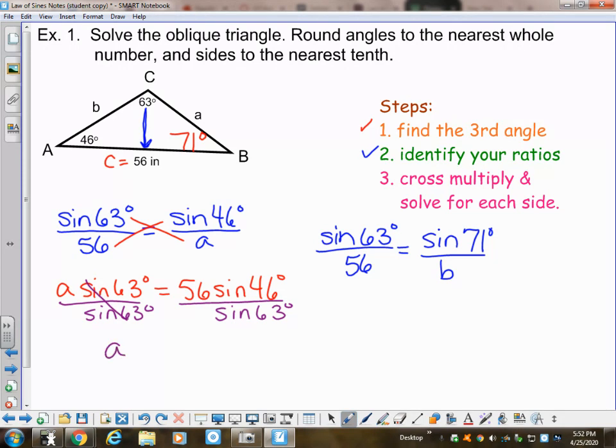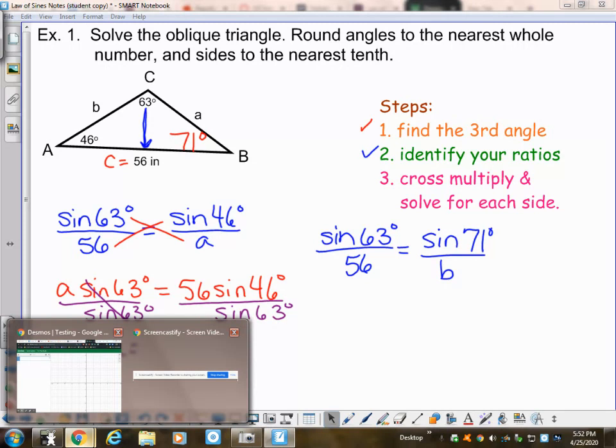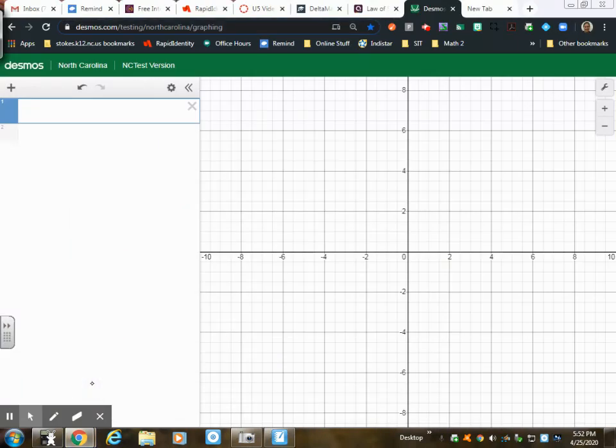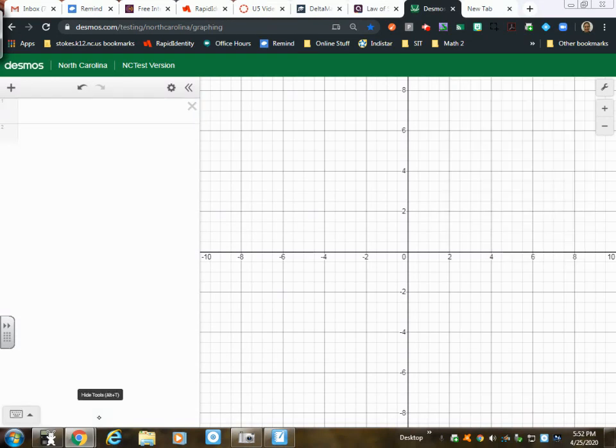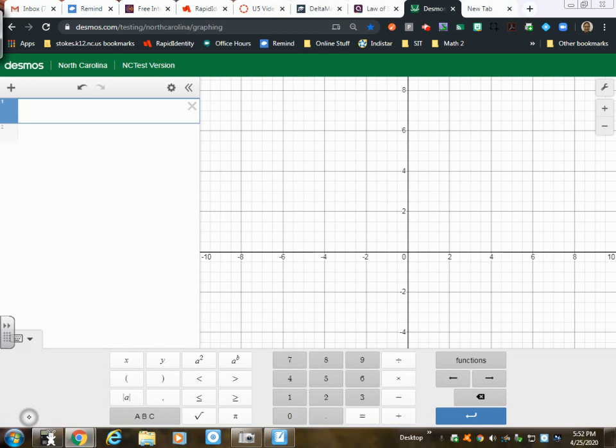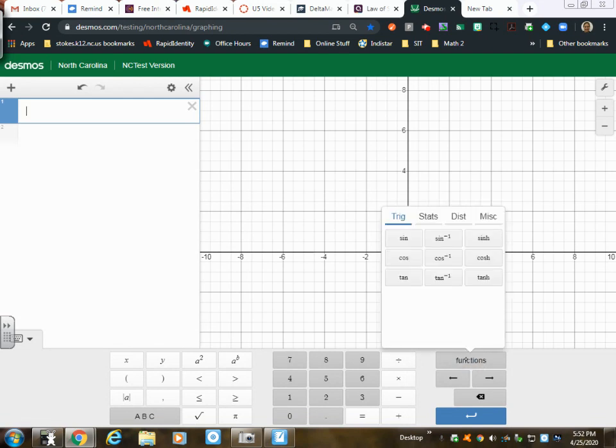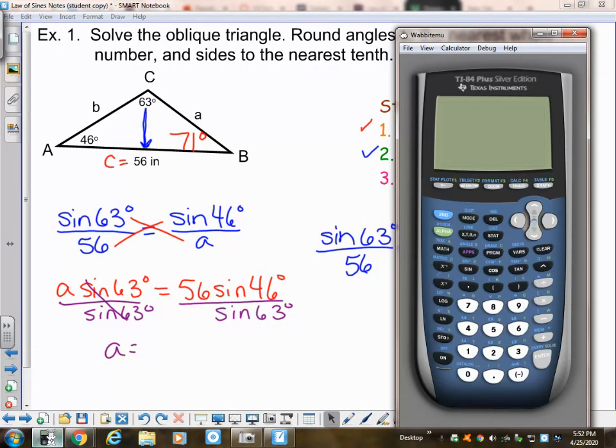Okay, now calculator. First, if you're using Desmos, you need to remember to go to the upper right corner to the wrench and make sure degrees is highlighted. Then you can go down to the lower left corner and click on the keyboard, click on Functions, and under Trig, you'll see Sine. I'm going to use the graphing calculator, which I need to go into Mode and scroll down and make sure I have degree highlighted before I start.